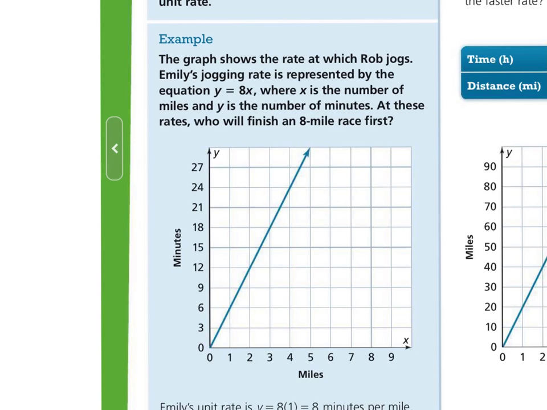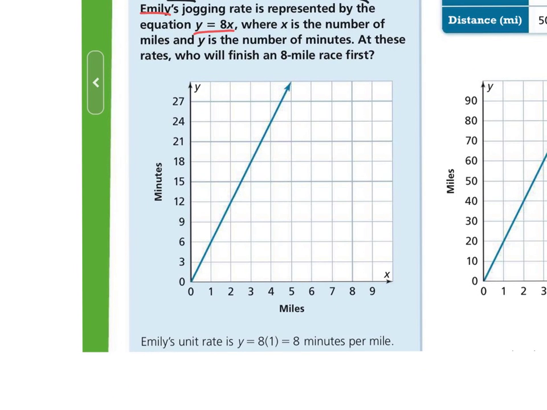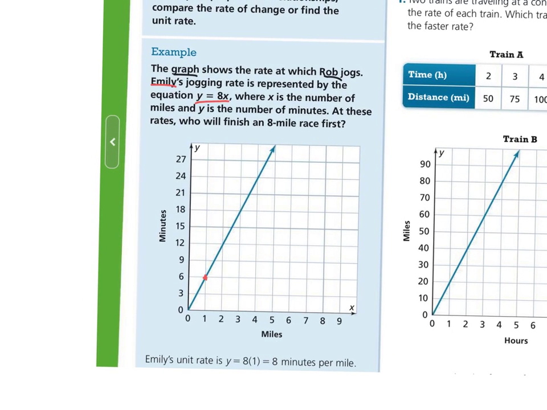So what they're doing, the graph here is for Rob, and then they have an equation for Emily. Basically what we could do is figure out what their rate is by the graph and by the equation. So by the graph, it is proportional since it goes through 0, 0. So you could technically look at it right here. You could say in 1 mile, Rob went 1 mile in 6 minutes.